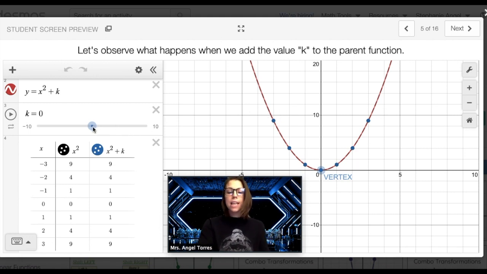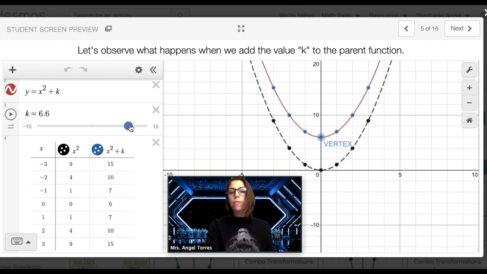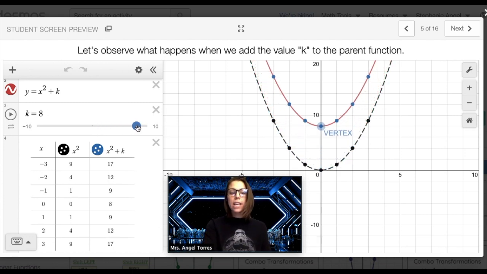But what happens if I add a positive value to it? As you can see in the graph, all of our points are shifting directly up that number of units. And in the table, you can see the same change. If I add 8 onto this graph, all of my outputs will increase by a value of 8. In the graph, everything is shifted up 8 units because now I have 8 more as the output than I originally did.